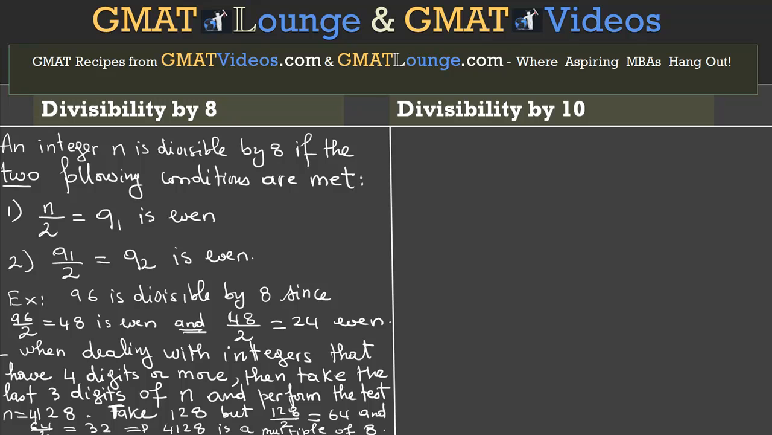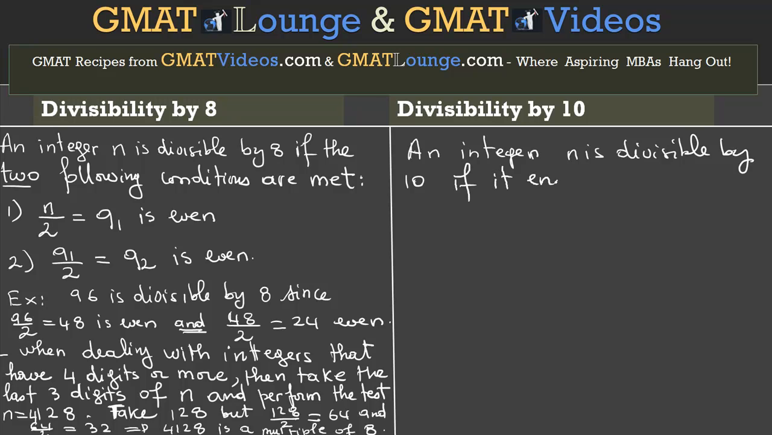Now let's turn our attention to divisibility by 10. Again, this is trivial. I would say 99% of you know that a number is divisible by 10 when it ends with a 0. So let's say that an integer n is divisible by 10, a multiple of 10, if it ends with 0. The unit digit of the number has to be 0.